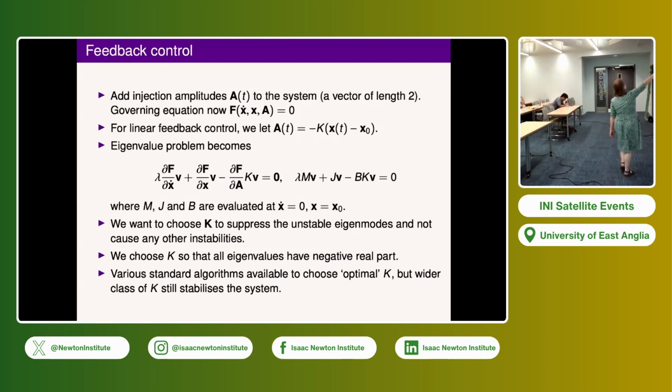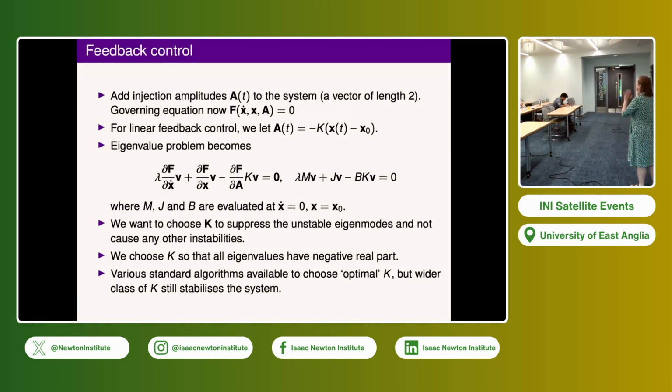Okay, so now I need to say, what are my governing equations if we have these injection amplitudes as well? Because it's zero Reynolds number, we don't have any time derivatives of the injection. The only time derivative is of the interface shape. So we set up this eigenvalue problem, and this is what you get. We have a mass matrix, a Jacobian, and then we have B, which describes how the injection affects the system. K, I get to choose. And I want to choose K so that all of the eigenvalues have negative real part.